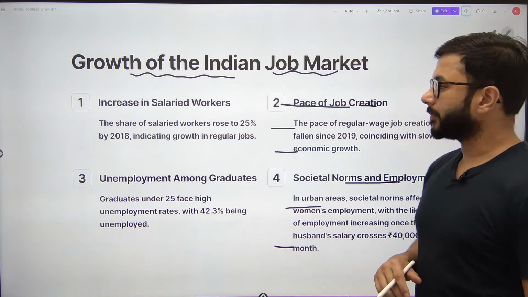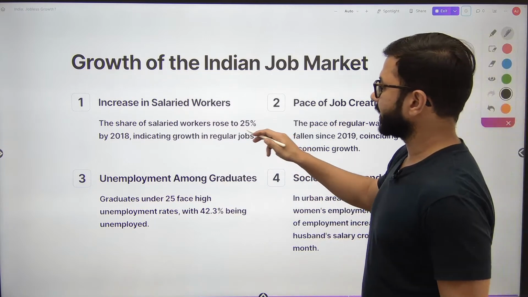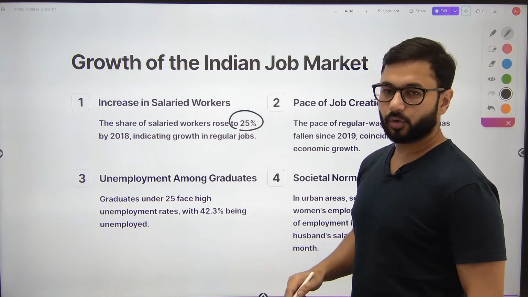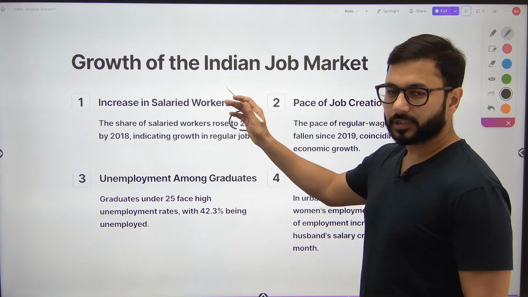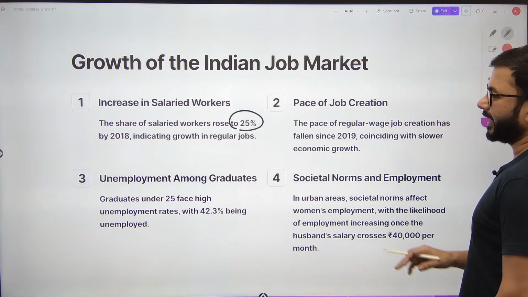इंडियन जॉब मार्केट में अब क्या क्या हुआ है? There is an increase in salaried workers, it has increased to 25%, indicating growth in regular jobs. ये थोड़ा सा नीचे गया है बिकॉज ऑफ कोविड, बट ऑलमोस्ट यहीं पर अभी भी है, ऑलमोस्ट यहीं पर आ गया है.